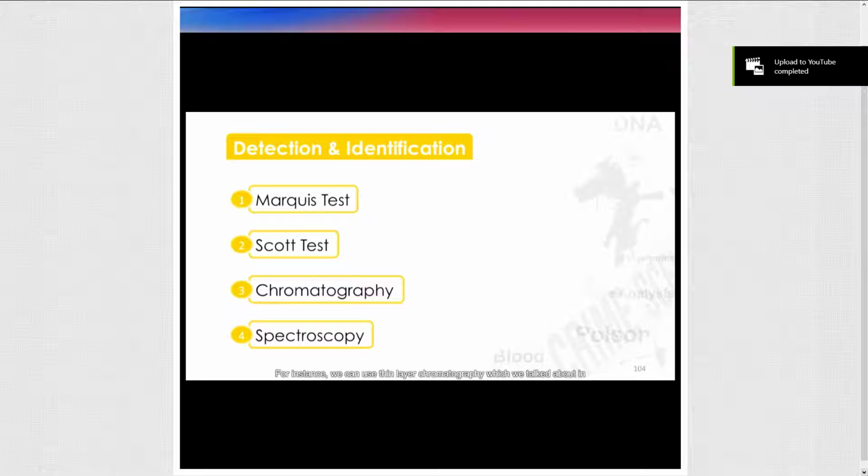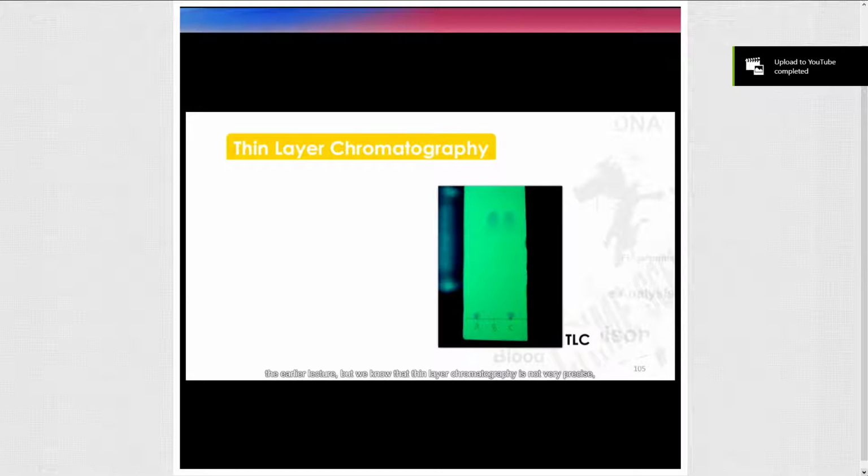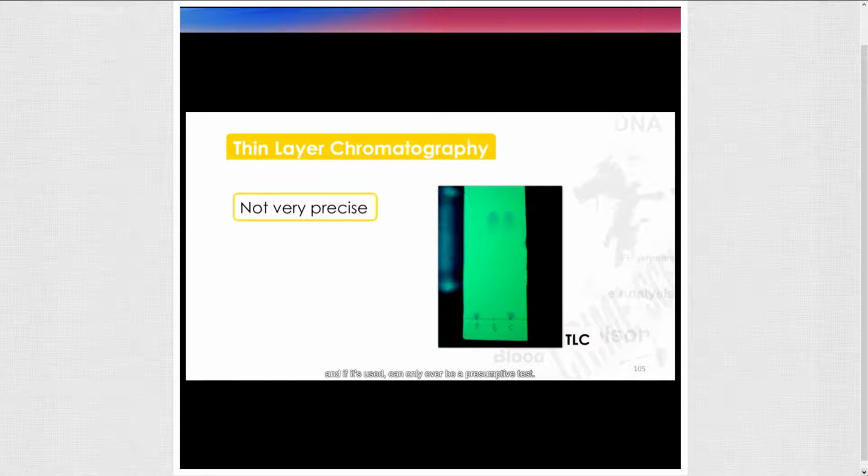For instance, we can use thin-layer chromatography, which we talked about in the earlier lecture. But we know that thin-layer chromatography is not very precise, and if it's used, can only ever be a presumptive test. What we need to do is to use more sophisticated instrumentation, the more sophisticated chromatographic methods that we talked about earlier, for instance, gas chromatography and HPLC.